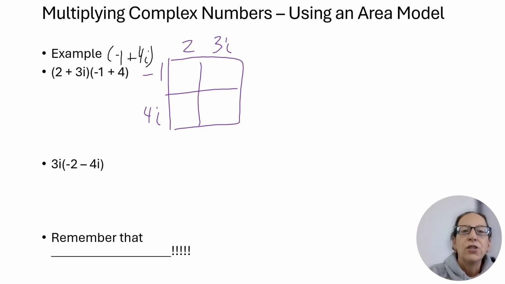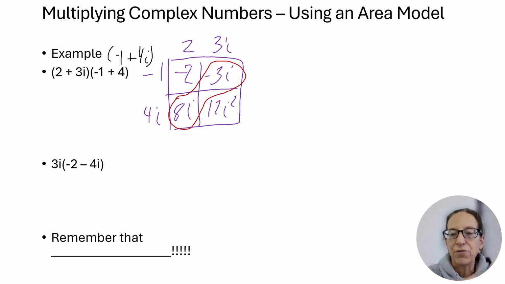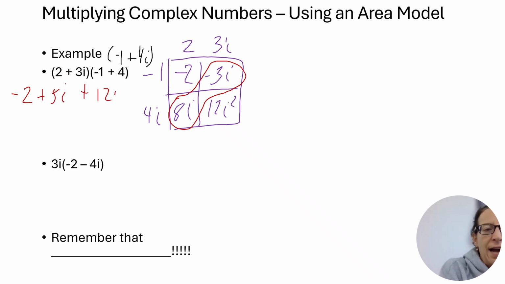So a base times a height. So negative 1 times 2 is negative 2. Negative 1 times 3i is negative 3i. 2 times 4i is 8i. And then 3i times 4i is 12i squared. Now, we want to combine like terms, but check this out. There are my like terms. So I have 8i minus 3i, or you could think of that as negative 3i plus 8i. So when I go to combine them, I have negative 2 plus 5i plus 12i squared.